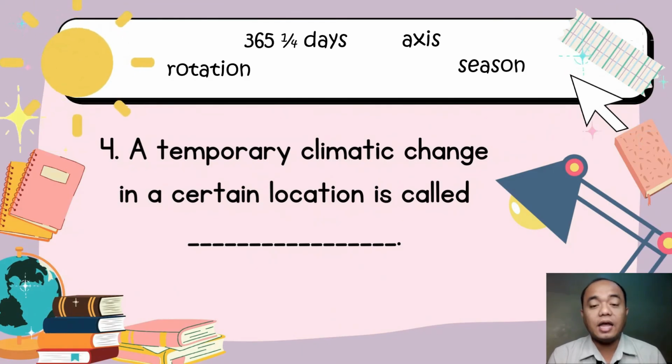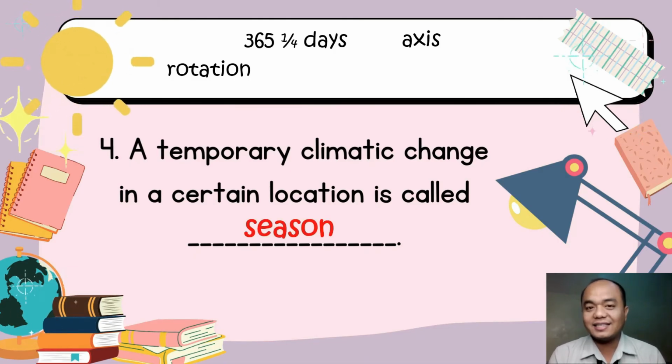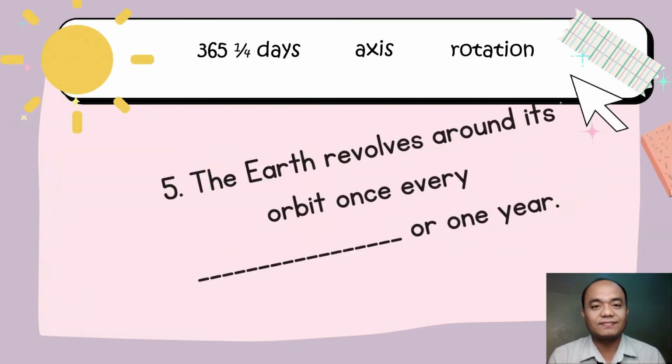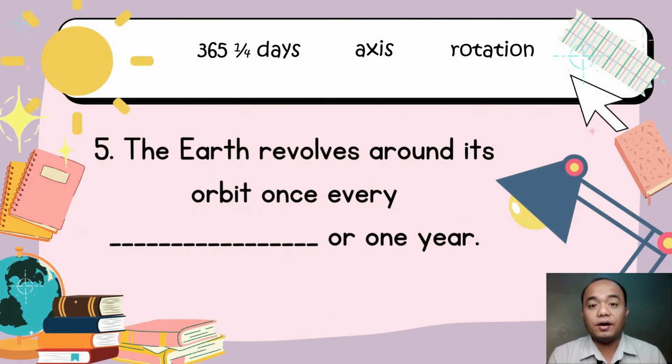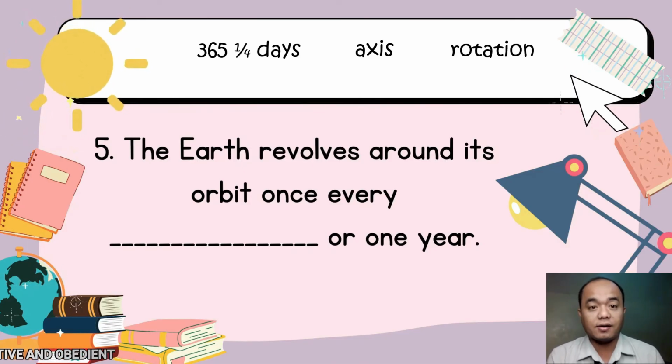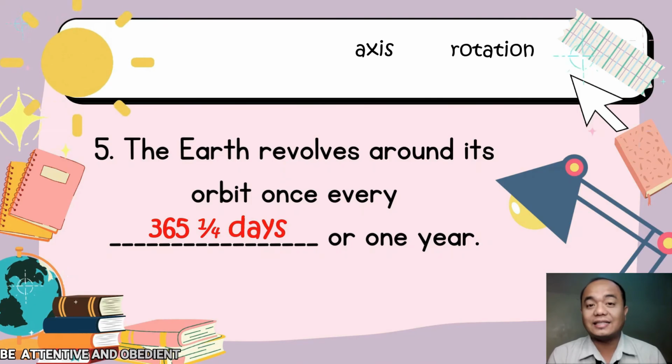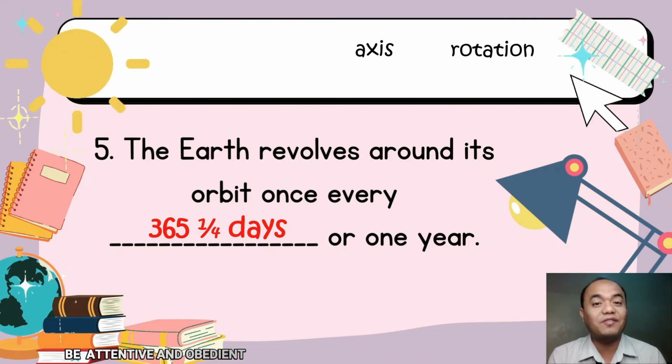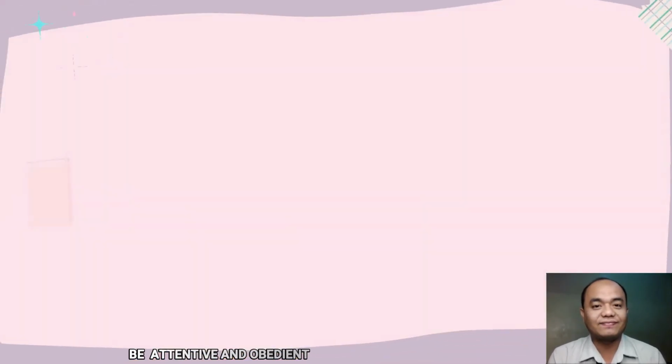Number 4, a temporary climatic change in a certain location is called blank. What's the answer? Very good! It's season. Number 5, the Earth revolves around its orbit once every blank or 1 year. Very good! It's 365 and 1/4 days.